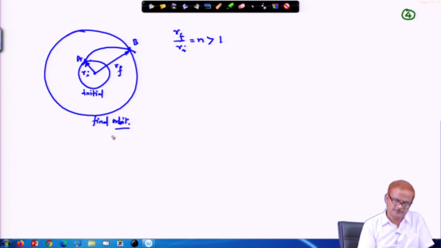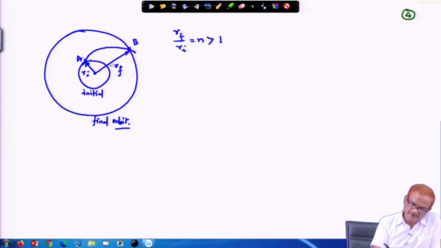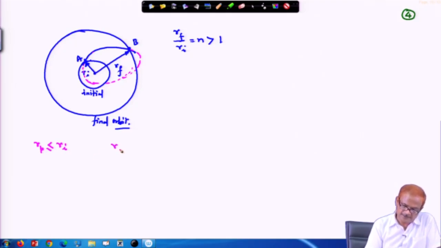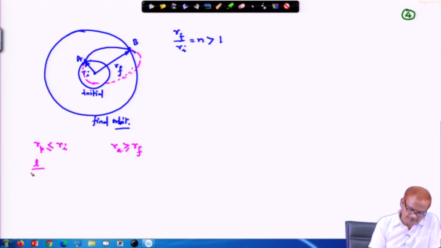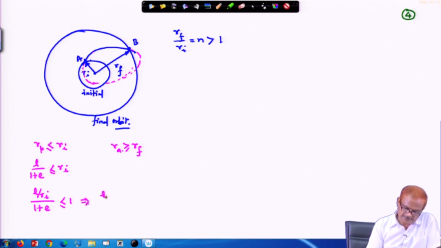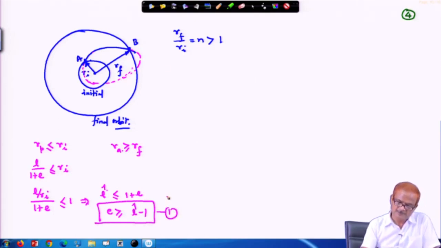And what we have done for the other part, the same exercise can be done here also. Now, you can see that R perigee, if we extend it, will look like this. So R perigee is going to be less than or equal to R I, and similarly R apogee will be greater than R F. These two conditions must be satisfied, and therefore L by 1 plus E should be less than R I. We follow the same process, dividing by R I, and this implies L cap is less than or equal to 1 plus E, or E is greater than or equal to L cap minus 1. This is equation 1.